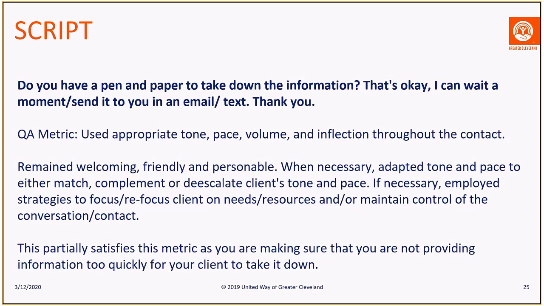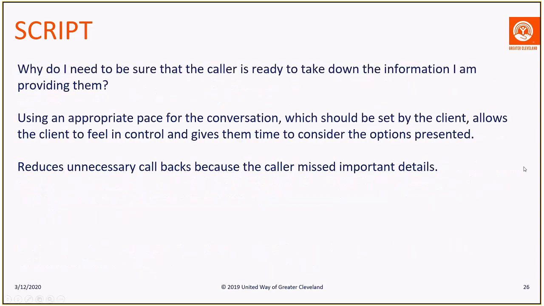Of course, this doesn't fully satisfy the metric, however, it partially satisfies it as you are making sure that you are not providing information too quickly for your client to take it down. Why do I need to make sure that the caller is ready to take down the information I am providing them? Using an appropriate pace for the conversation, which should be set by the client, allows the client to feel like they're in control and gives them time to consider options presented. It also reduces unnecessary callbacks because the caller missed important details.